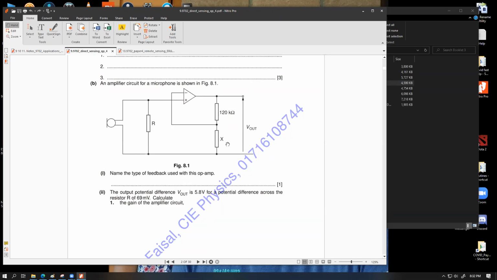Now, just by looking at this circuit, what kind of op-amp circuit is this? Is this a comparator circuit? Is this an inverting amplifier, or is this a non-inverting amplifier? I'll help you to remember this. Can I bring this out?